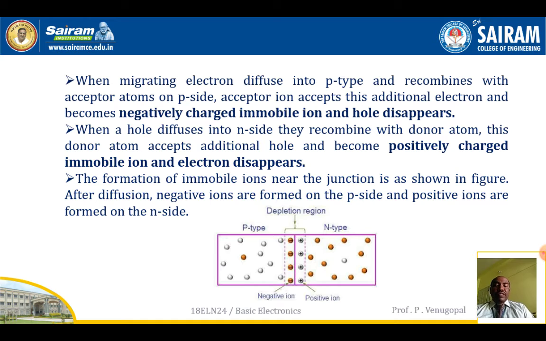The formation of the immobile ions near the junction is as shown in the figure. After diffusion, negative ions are formed on the P side and positive ions are formed on the N side.